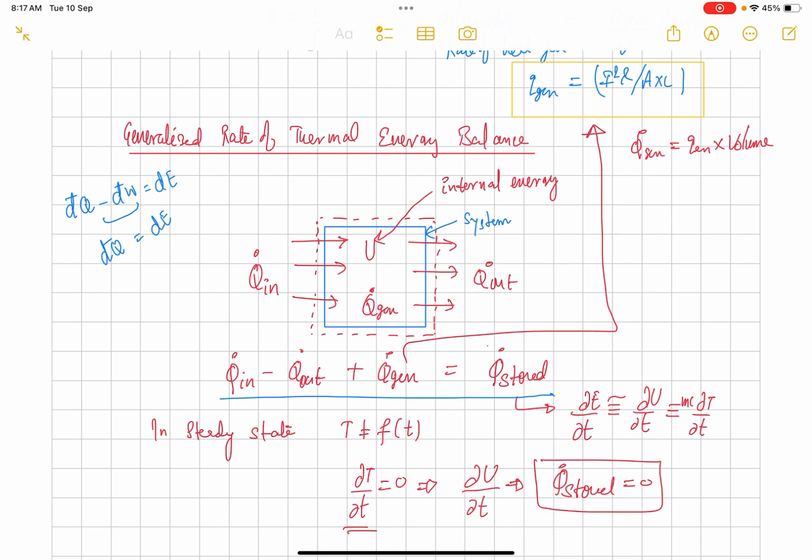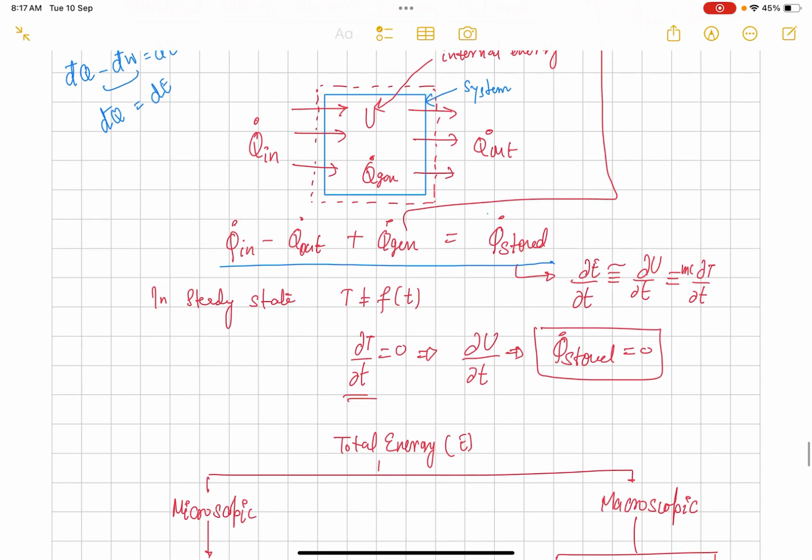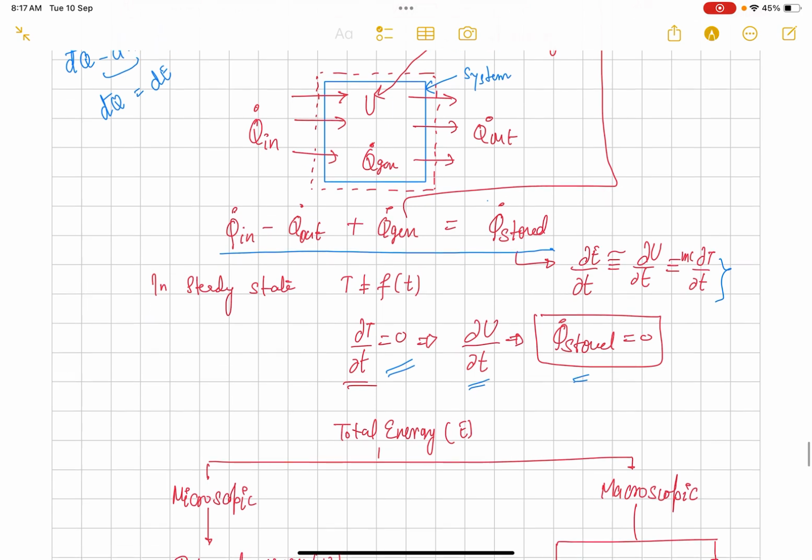That's how we can write the generalized thermal energy balance that will be used in most of the cases here. This is nothing but the first law of thermodynamics. This is just an energy balance. In steady state there will be no change of temperature with respect to time, so this term will be knocked out. It means del T by del t will be 0 and Q stored will be 0.